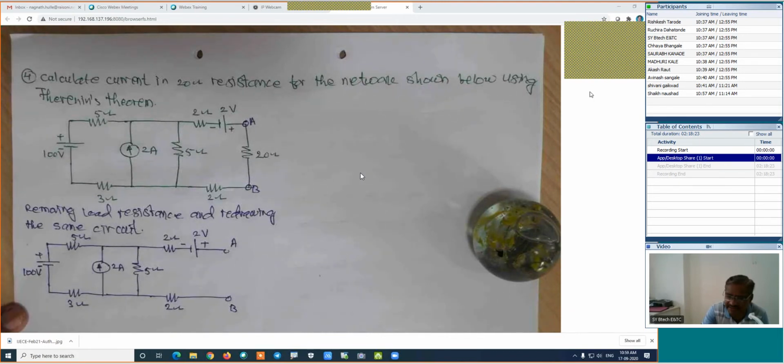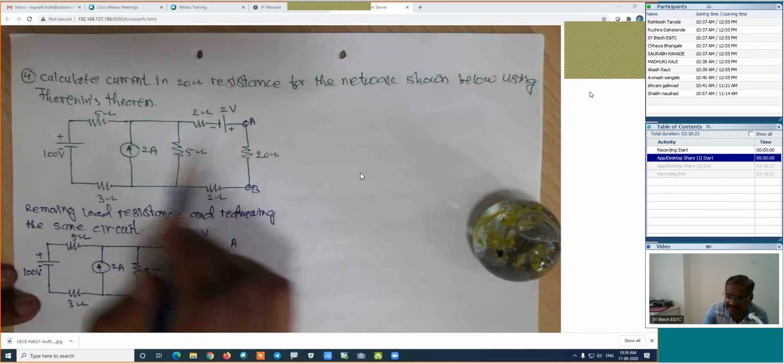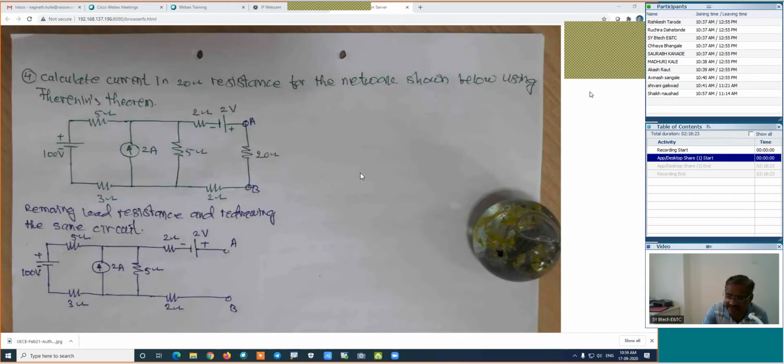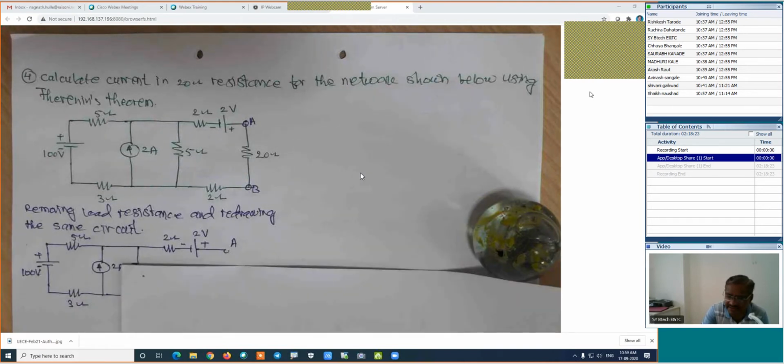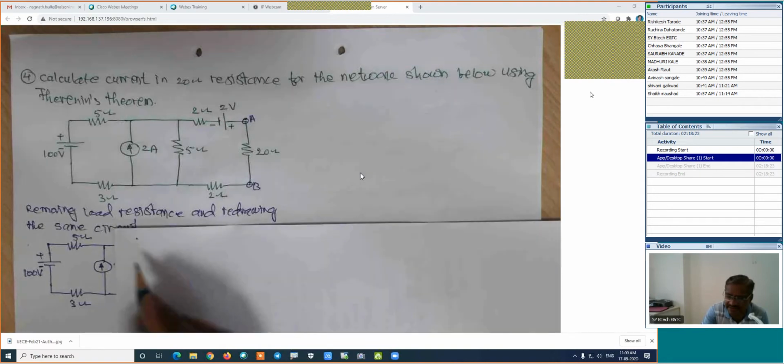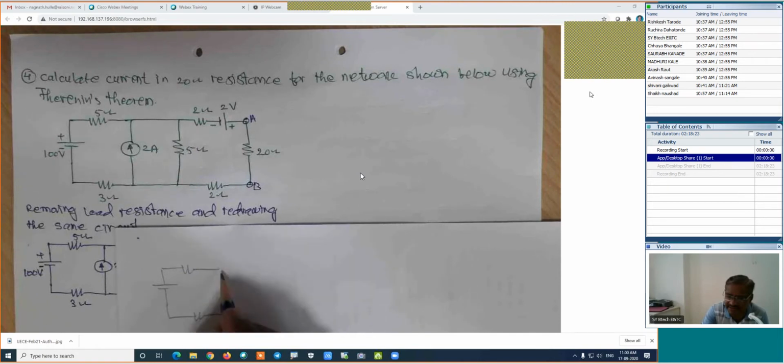Now here, in this case, I want some answers from your side. This figure can be shown something like this. This figure can be shown in different ways. It may be something like this. It could also be something like this. There are a number of ways to represent the same figure. It can be shown like this also.